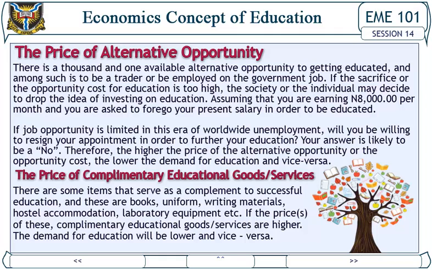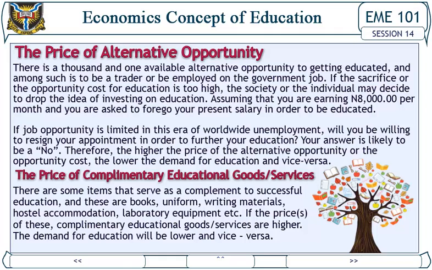Assuming that you are earning 8,000 naira per month and you are asked to forego your present salary in order to be educated. If job opportunity is limited in this era of worldwide unemployment, will you be willing to resign your appointment in order to further your education? Your answer is likely to be no. Therefore, the higher the price of the alternative opportunity or the opportunity cost, the lower the demand for education, and vice versa.